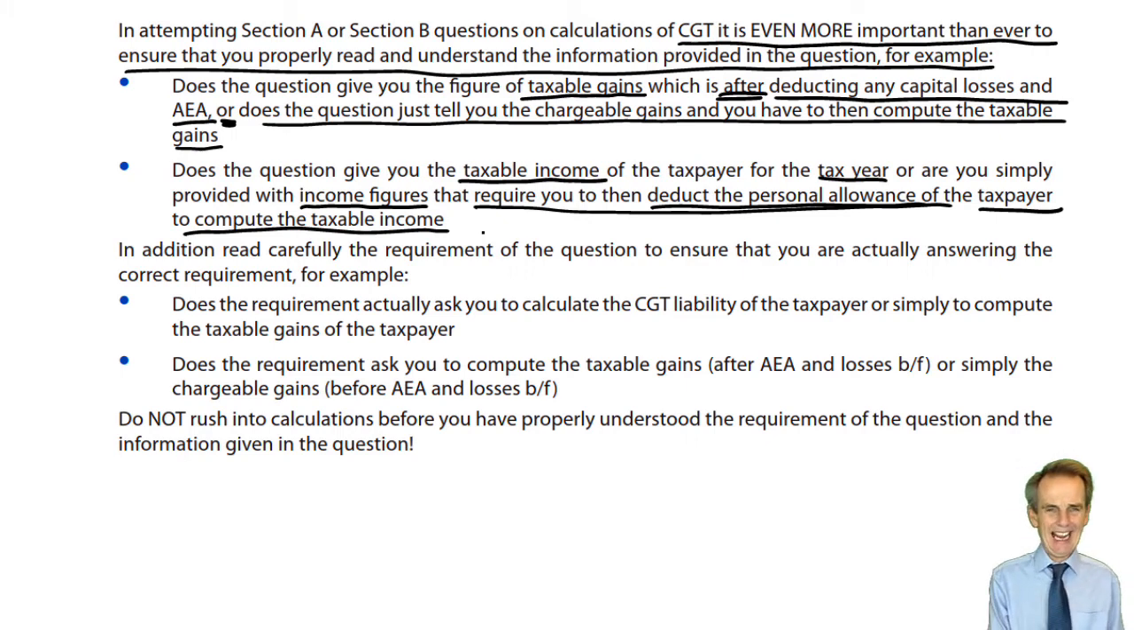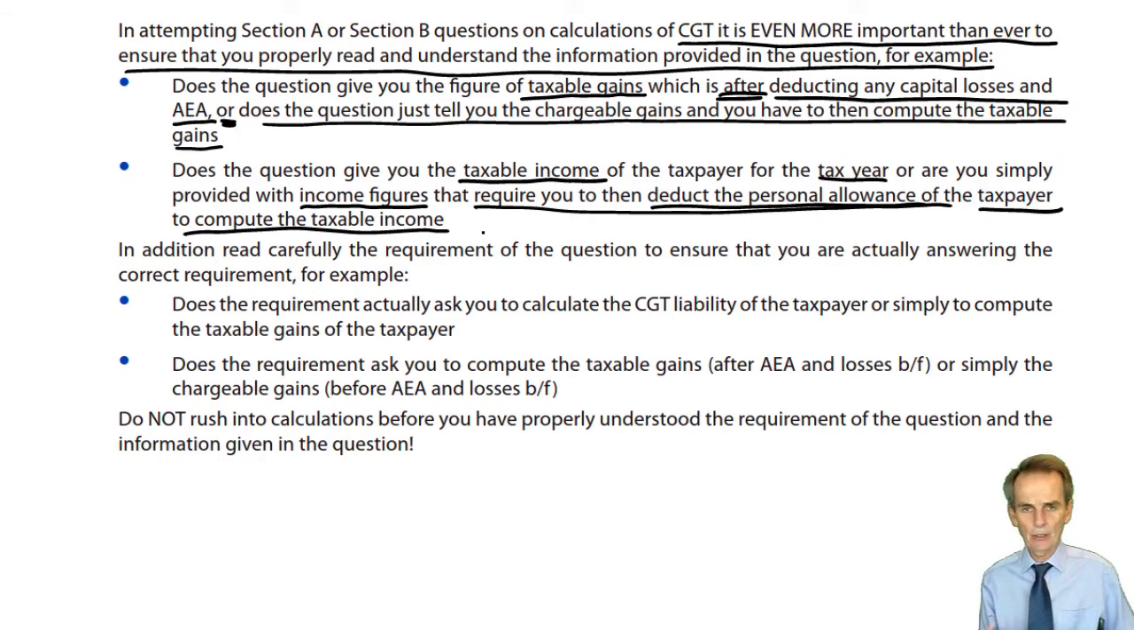So net gains, not the same as taxable gains. Net income, not the same as taxable income. We will need, if a CGT liability is required of you to compute, we will need to know taxable gains, taxable income. Do they give you those figures as a starting point, or do they give you net income and net gains from which you respectively deduct your personal allowance and your AEA? Make sure you interpret that information correctly.